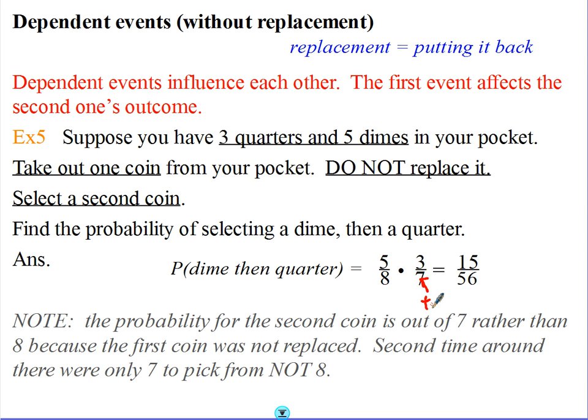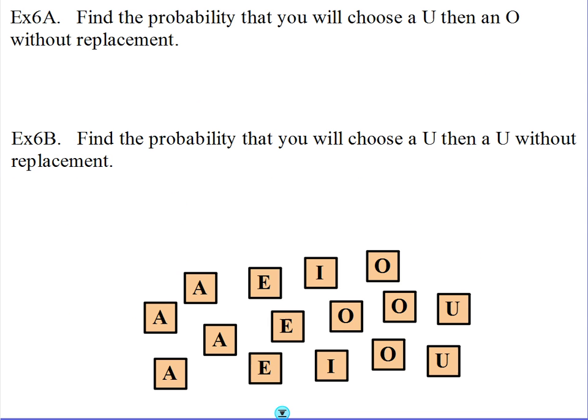Okay? We took a coin out. That's why it went down to 7. We multiply the tops like we did before. 5 times 3 is 15, 8 times 7 is 56. So this is an example of a dependent event where we are not replacing what we take out the first time.